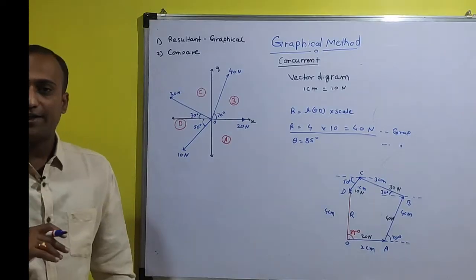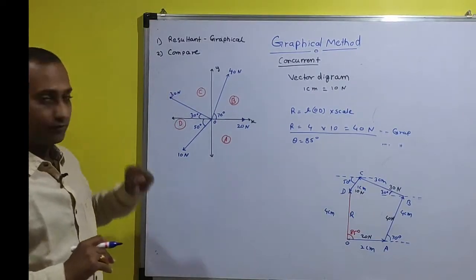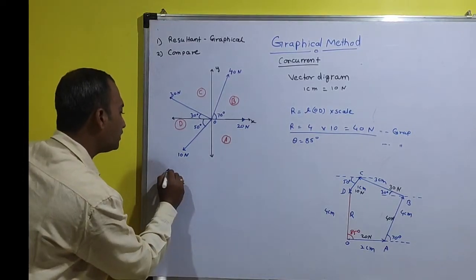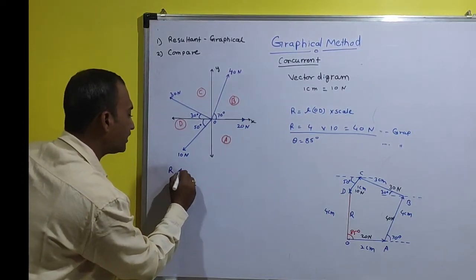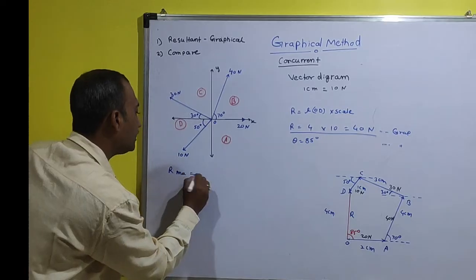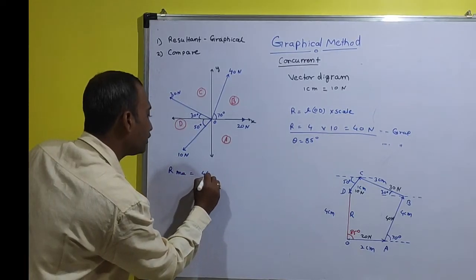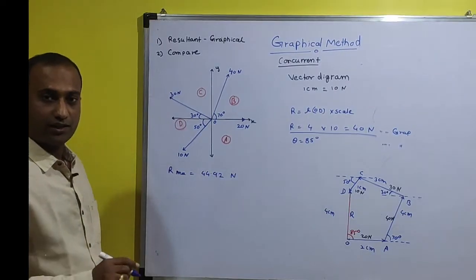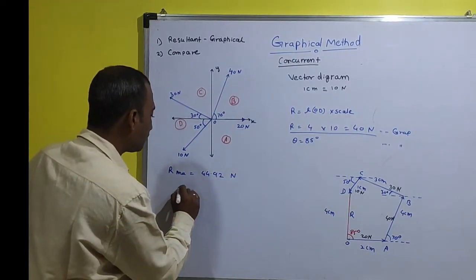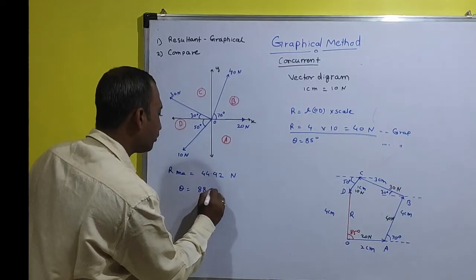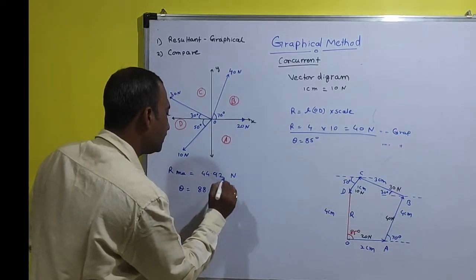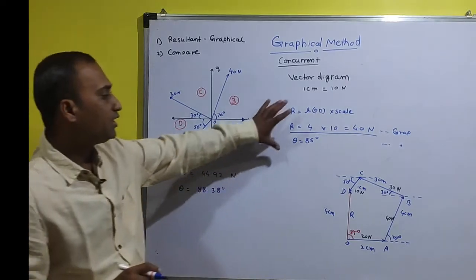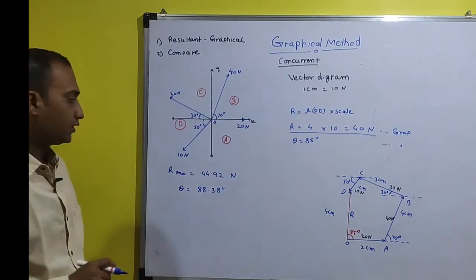Now we have already calculated the resultant of this concurrent force system by analytical method. So we will write the resultant by analytical method. It is 44.92 Newton, and analytical angle is 88.38 degree. Now we have to compare this analytical results with the graphical results.